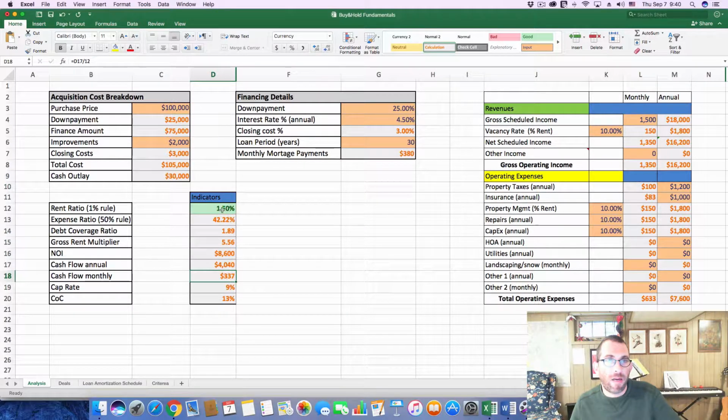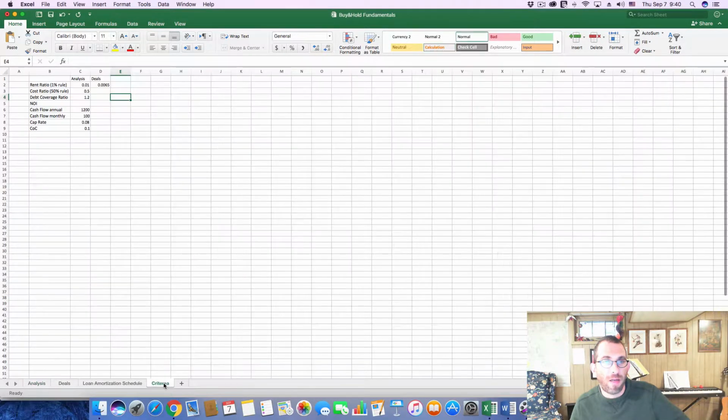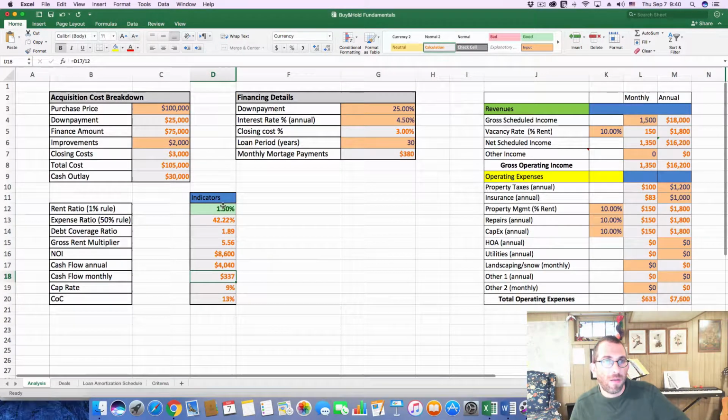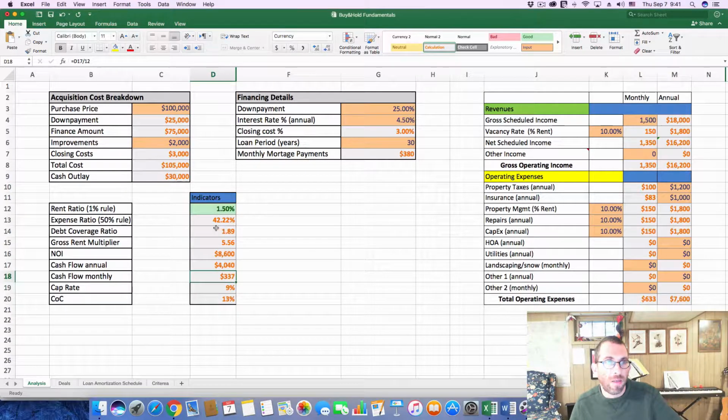There is another couple of indicators here. There's the rent ratio, meaning what percentage of the cost is the rent. I have some conditional formatting set up here, that if that's above 1%, it shows up as green. The expense ratio, this seems a little low, so you might want to make sure that doesn't look fishy. I'd say anything below 45% or 55%, I'd start looking really carefully at why that's different.